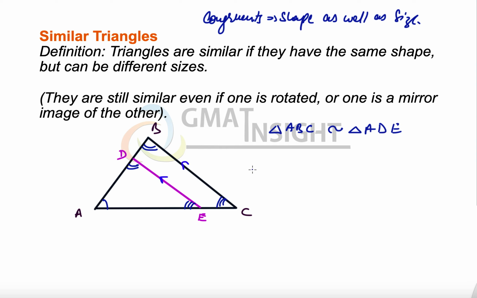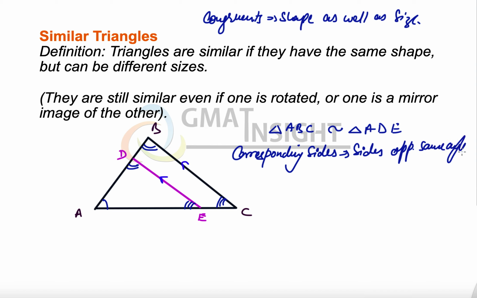Let me quickly mention what corresponding sides are, because this is a term that I keep using. Corresponding sides are sides opposite to the same angle in two similar figures. For example, in triangle ABC, let's take side AB. AB is the side opposite to this triple marked angle. In the smaller triangle, the side opposite to the triple line marked angle is AD. So these two sides become corresponding.